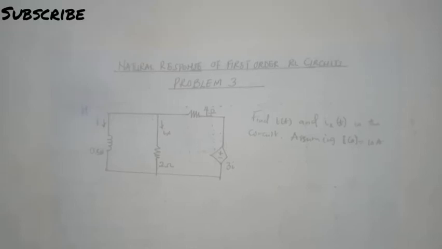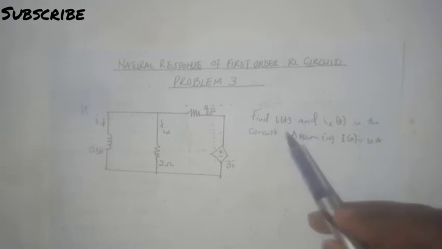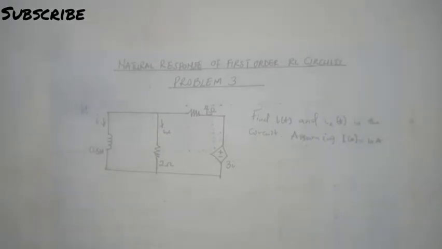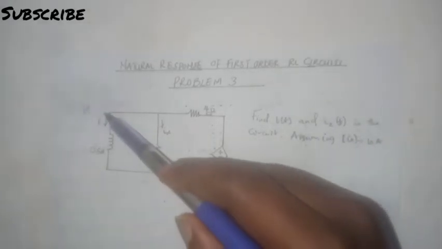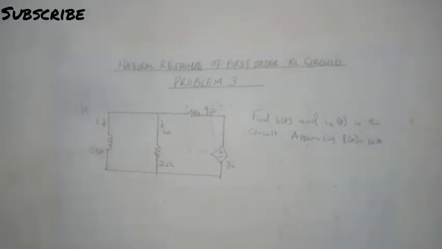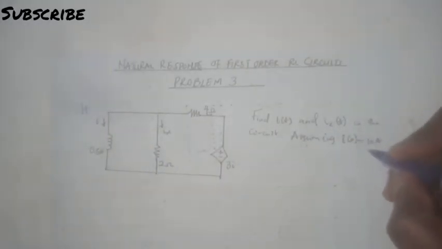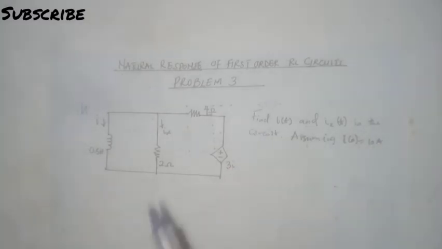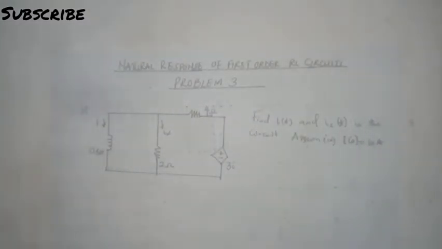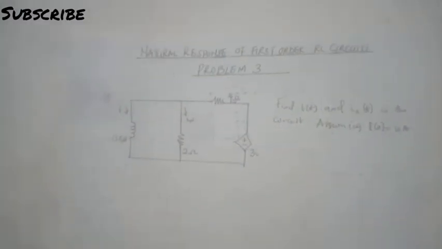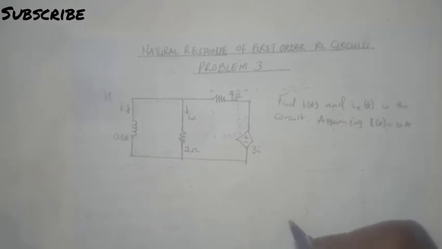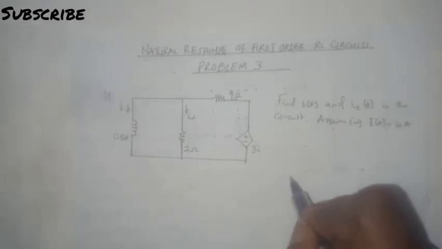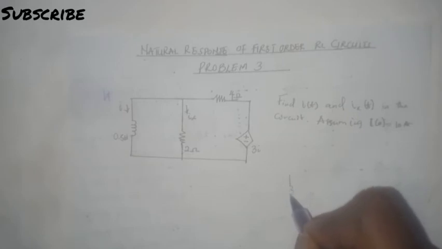So this time around, we are required to find the value of i(t) and ix(t), assuming that I naught is equal to 10 amperes. Recall we are doing the natural response of an RL circuit, and we need to simplify the circuit so that it looks something like this.